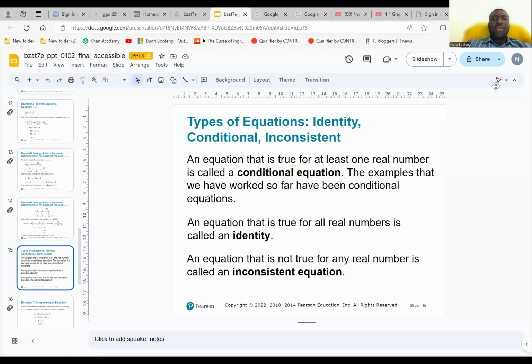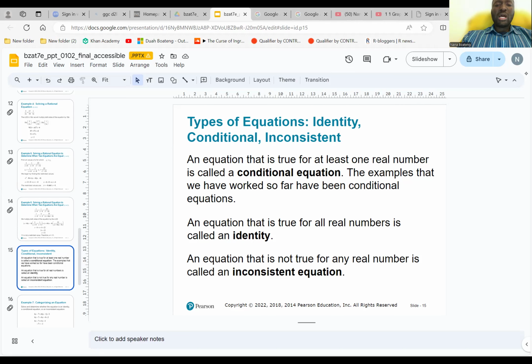There are three kinds of equations. We have an identity, a conditional equation, and an inconsistent equation. The rational equations that we saw were all conditional equations. The condition we place on them is that x cannot be a number such that the denominator evaluates to 0. Those are conditions that we place on the solution.